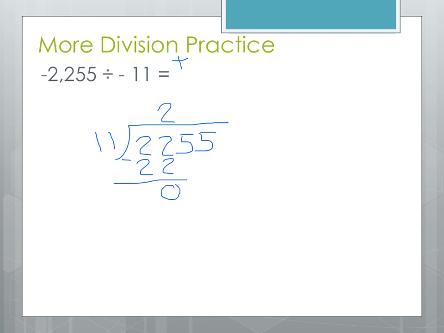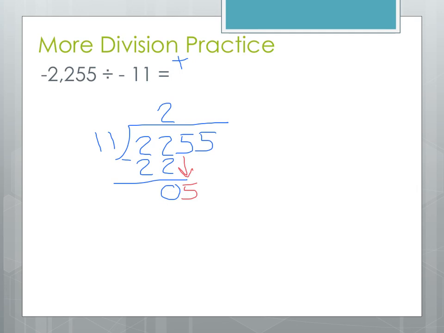Now we can't stop dividing now, okay, because we have more numbers after this 2 right here. We still have this 5 and this 5. So even though we got a 0 as a remainder, doesn't mean we can stop. We still have to bring down these numbers and use them. Okay, so let's start doing that. We're going to bring down the first 5. Okay, so now we have 11 going into 5. Okay, it won't go in there.